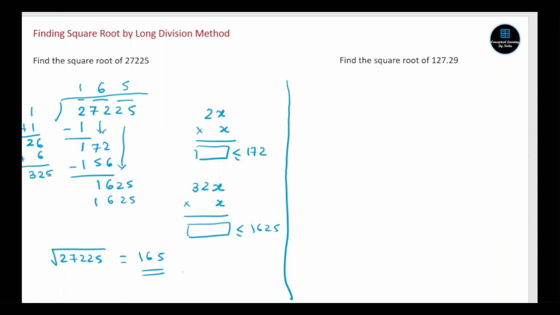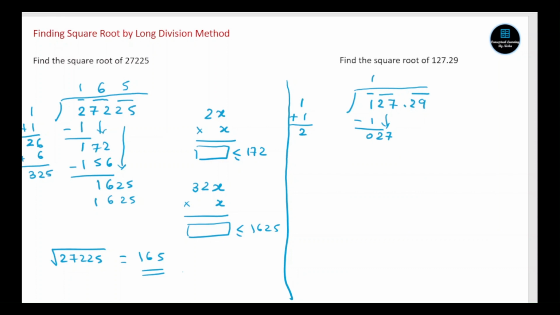Now let's do this quickly. Again, write the number 127.29. Then group the digits. Before the decimal point, go right to left, and after the decimal, left to right. Perfect. Now I'll start. 1 square is 1, so I'll get 0 here. Before I do anything, add 1. I'll get 2 here. Now bring 7 down.